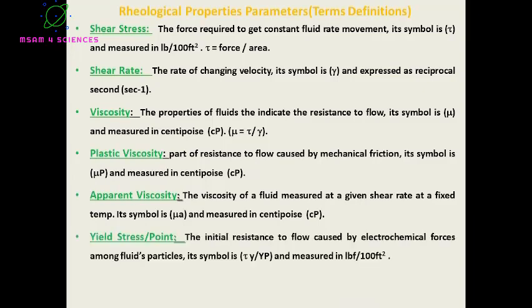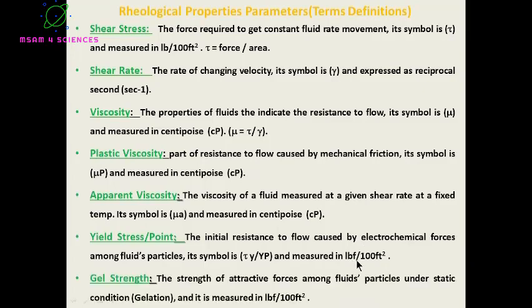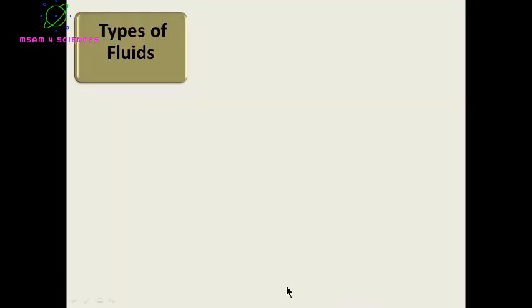Yield stress or yield point is the initial resistance to flow caused by electrochemical forces among fluid particles. The symbol in Latin is here, or we can abbreviate yield point as YP. It is measured the same as shear stress, in pound per 100 square feet. Last parameter, gel strength. Gel strength is the attractive forces among fluid particles under static condition only, and it is also called gelation. It is measured the same as or similar to yield stress or shear stress.